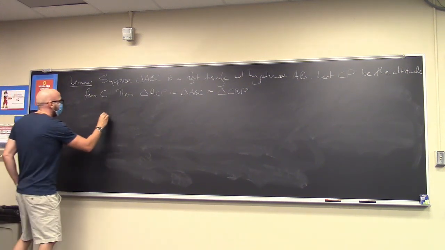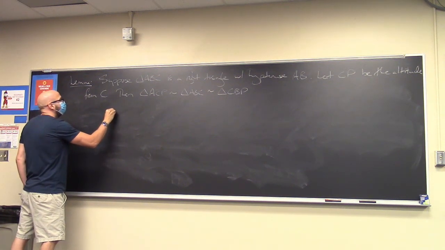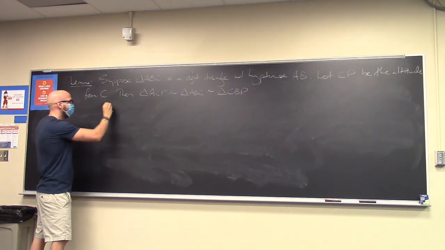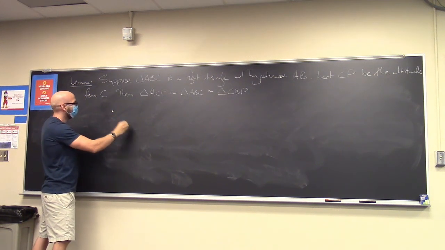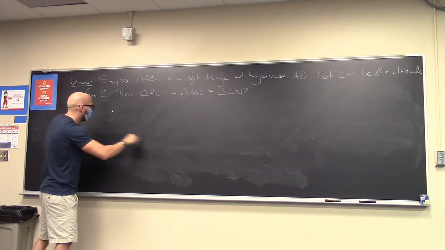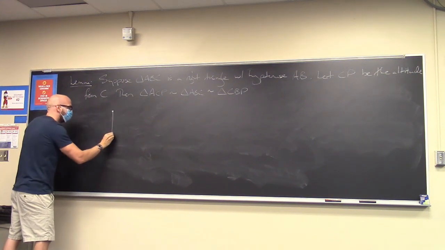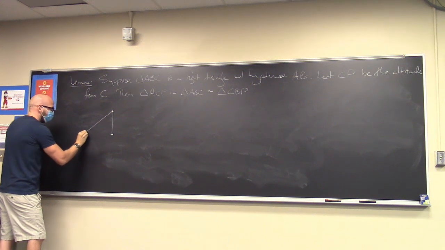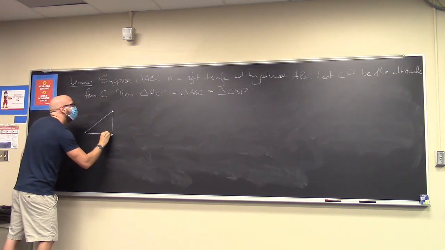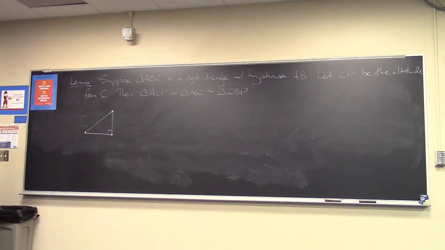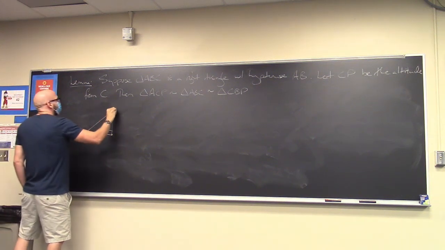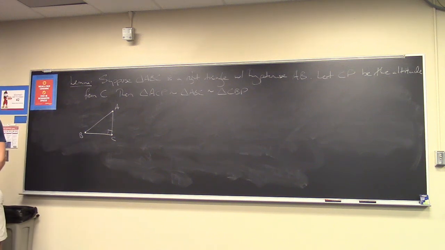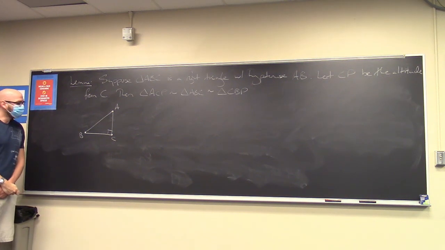So here's what we have. I almost always draw my right angle triangles going this way. I suppose I could do that, but then I'd have to label my vertices clockwise, which feels wrong to me. So we'll do something else that feels wrong, which is drawing my right triangle facing that way. And then we've got A, B, C.